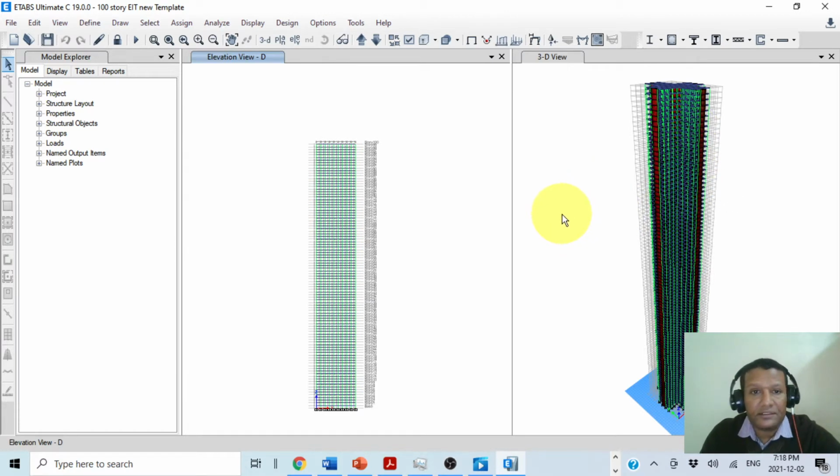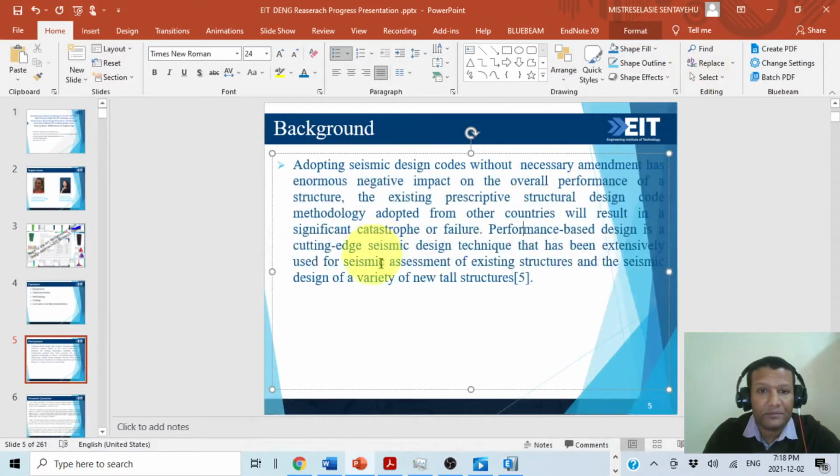target design response spectrum. In that time, I will explain what plastic hinge modeling is, how we will assign plastic hinge modeling for columns and beams, and the fiber nonlinear modeling approach for shear walls. In that time I will explain. So let me come here. So the background is clear now.